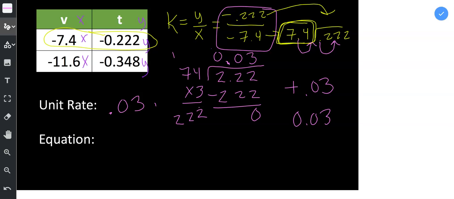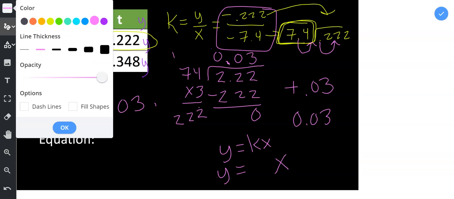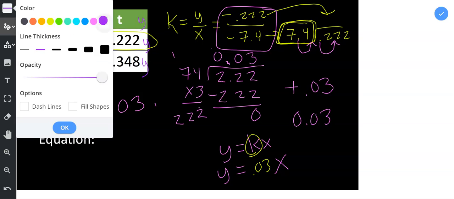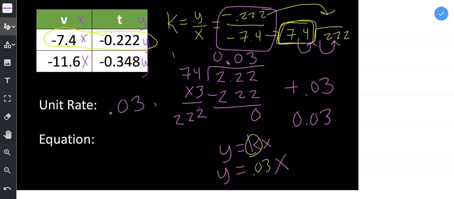And then we need to write our equation. So I'm going to start by writing it over here. y equals kx. And then instead of k, we replace k with the 0.03. So k is 0.03. And then the next replacements that I need to do is I need to take out this x and write what they used for x. They used v, so I'm going to put a v here.